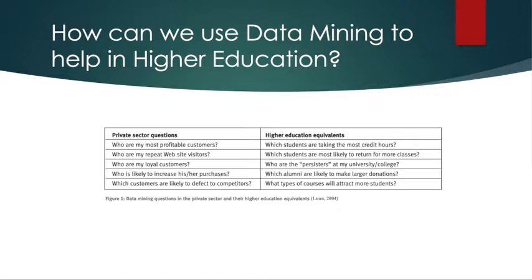Luan proposed a translation of private sector questions, converting them into higher education equivalencies. So questions such as, who are my most profitable customers, could be converted to which students are taking the most credit hours, i.e. bringing the most revenue. Who are my repeat web visits? Which students are most likely to return for more classes? And so on.